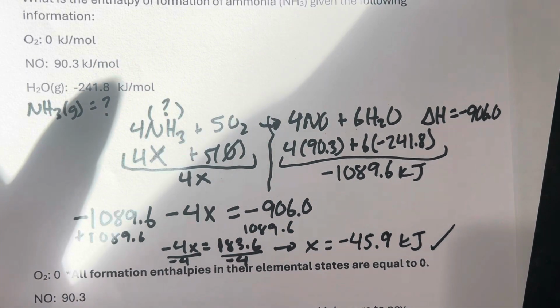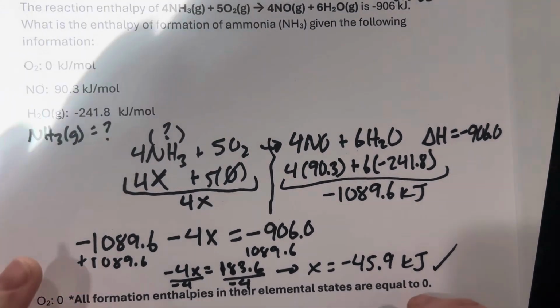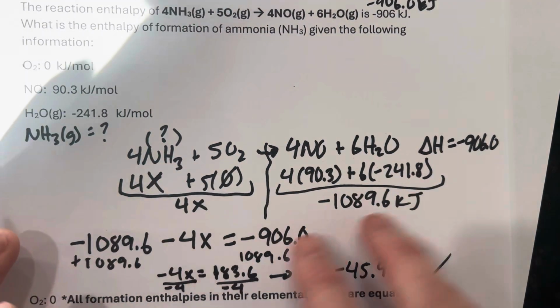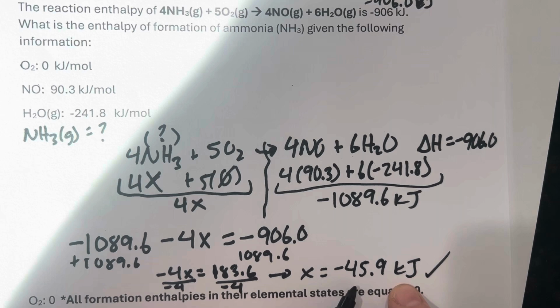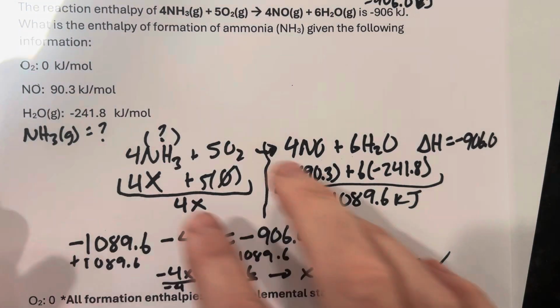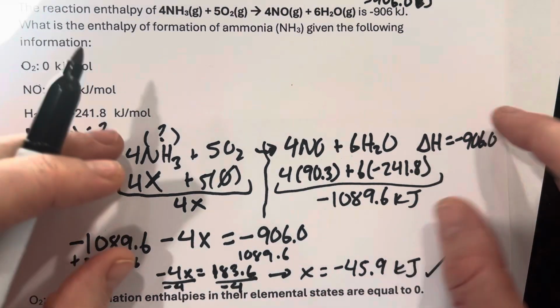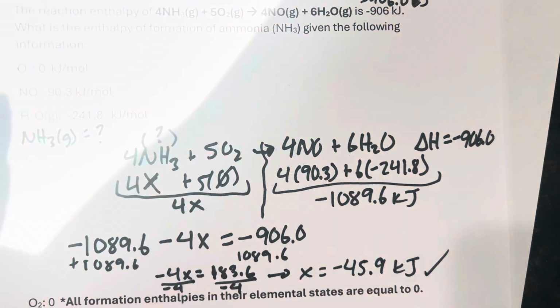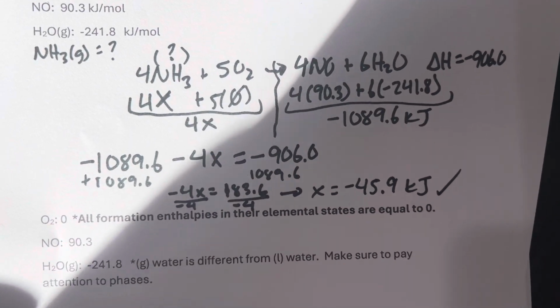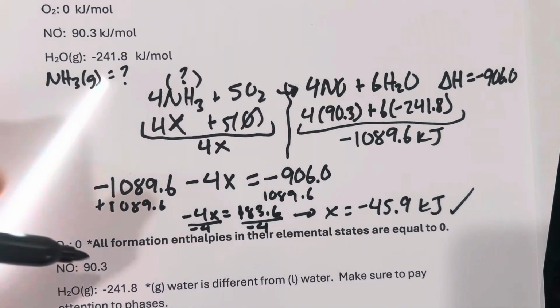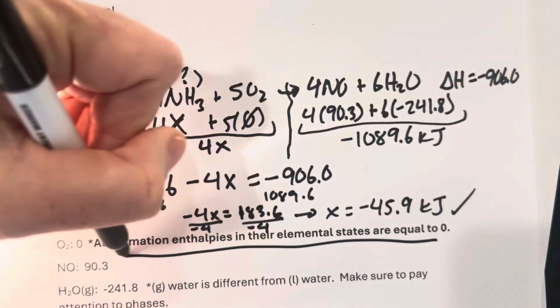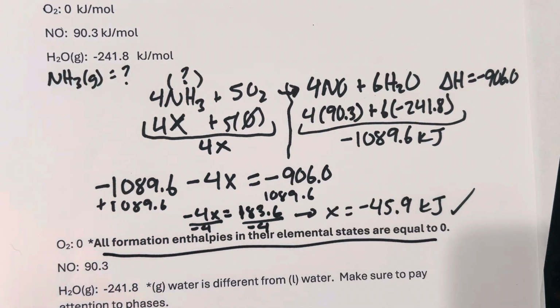So know how to solve for unknown ones and know how to solve for the enthalpy of formation or for the enthalpy of the reaction when you are given the enthalpy of formation. Also remember that anything in its elemental state is equal to 0.